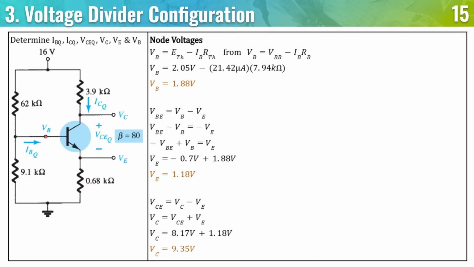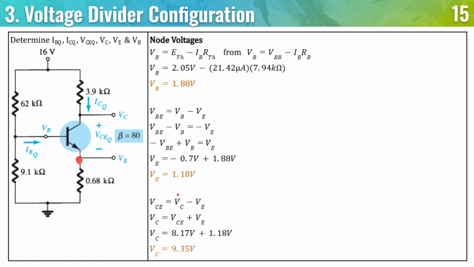Next, now that we know VB and we know that it drops by 0.7 here, we simply have 1.18 volts. So basically, just subtract 0.7, and that is your VE.